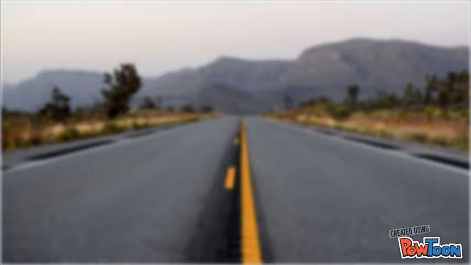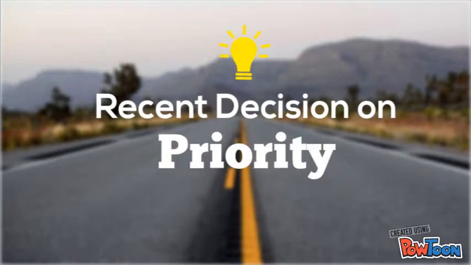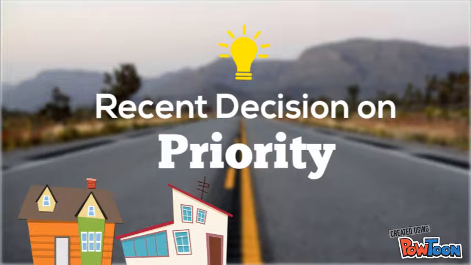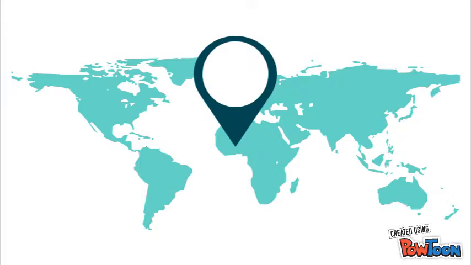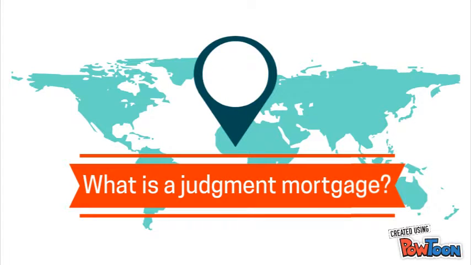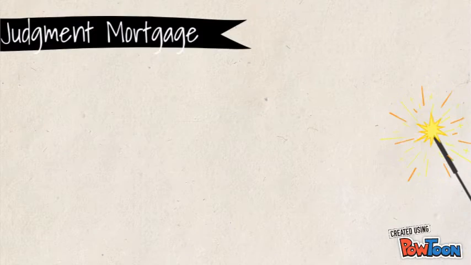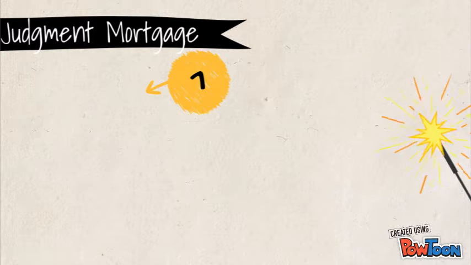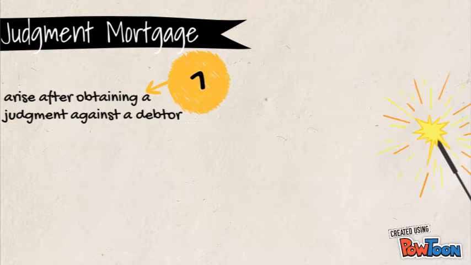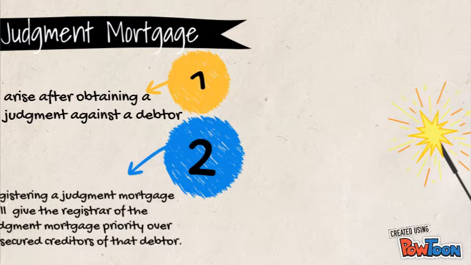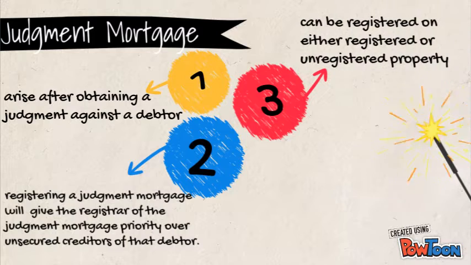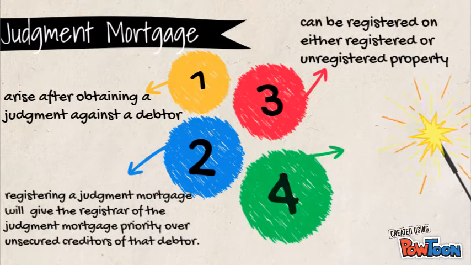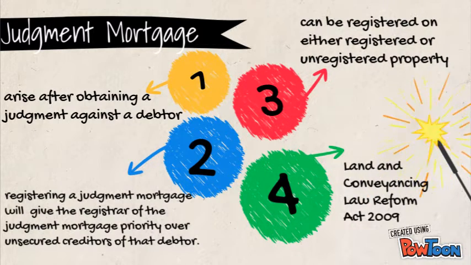Moving on, we will talk about a recent decision on priority, which clarifies the priority of judgment mortgages. To begin, what is a judgment mortgage? A judgment mortgage arises after obtaining a judgment against a debtor and registering it on either registered or unregistered property. It gives the registrar of the judgment mortgage priority over unsecured creditors of that debtor.